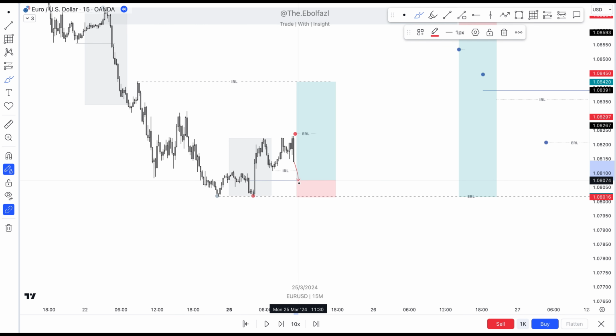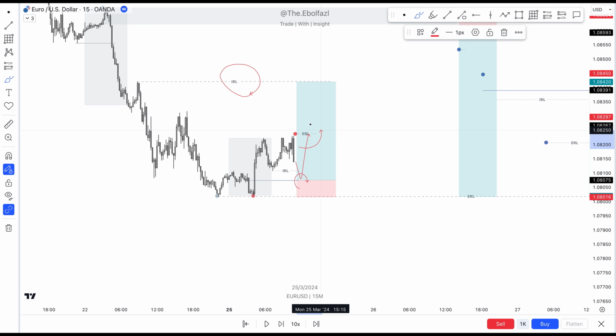So price is going to take out, let's say, the internal range liquidity, and after the internal takeout, price is going to go for external range liquidity. So we're going to look for a POI. So these are going to be the POI. The blue line that I marked is going to be the open of the POI. So price can come here, tap into this area, and we can buy, targeting the internal range liquidity.